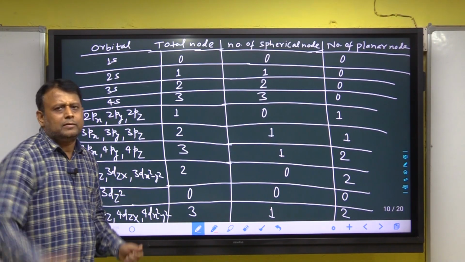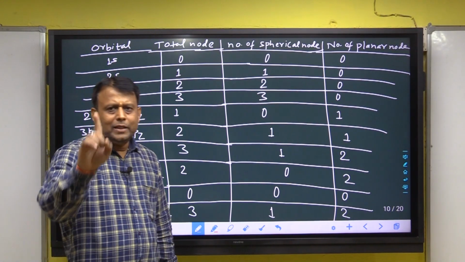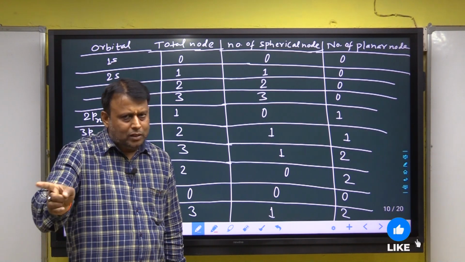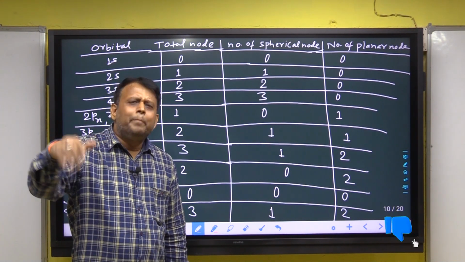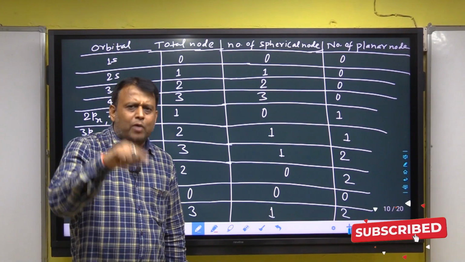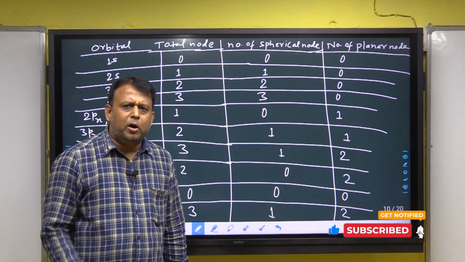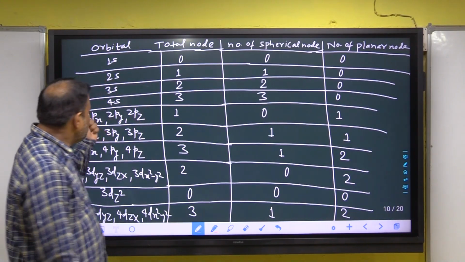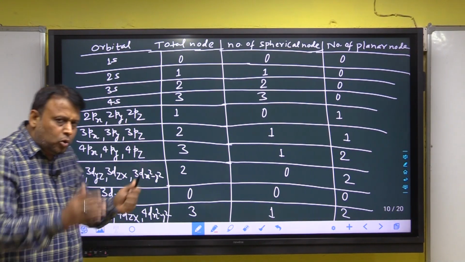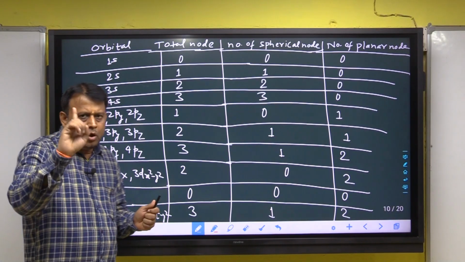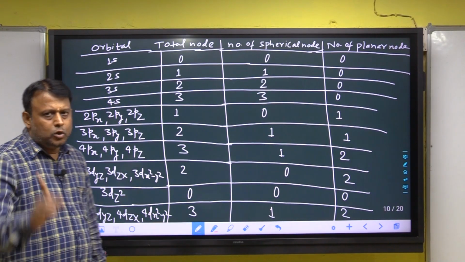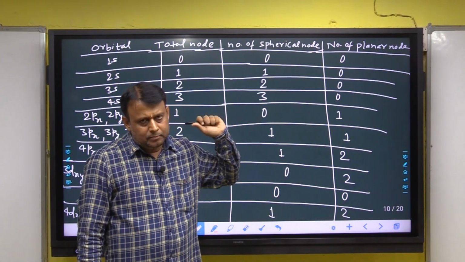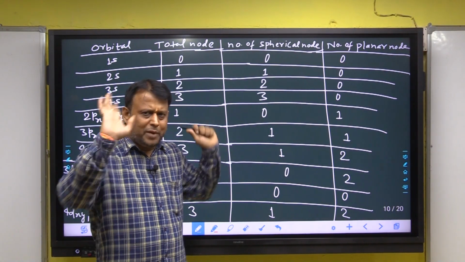For any p orbital, planar node is 1. Always keep in mind, for any p, planar node 1. For px, 1 planar node, and the name of the plane is yz. For py, 1 planar node, plane zx. For pz, 1 planar node, plane xy. So for 2px, 2py, 2pz, total number of nodes is 2 minus 1, which is 1, and 2p has no radial node, hence 0 radial and 1 planar. Clear? Because p always has 1 planar.